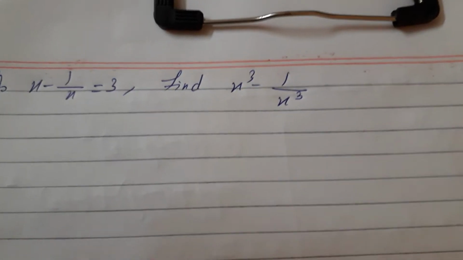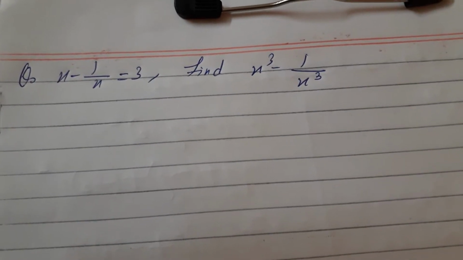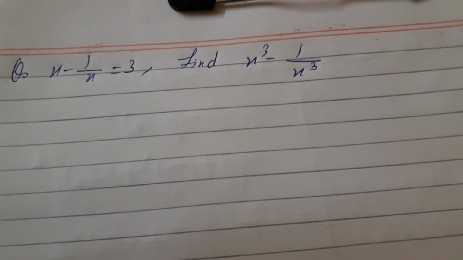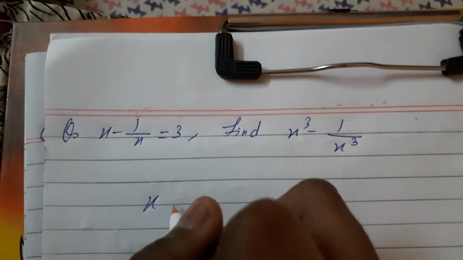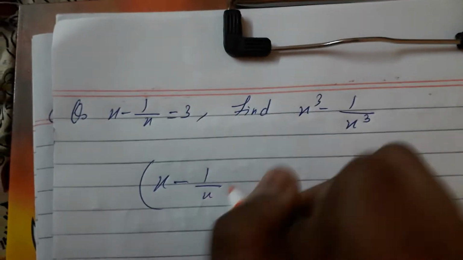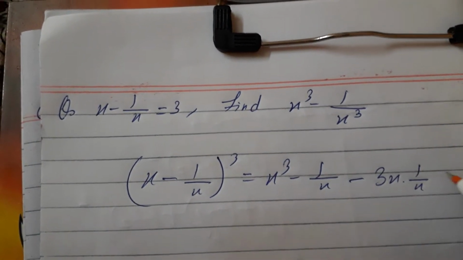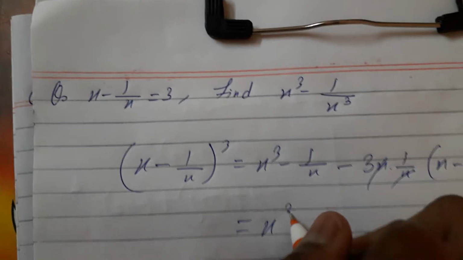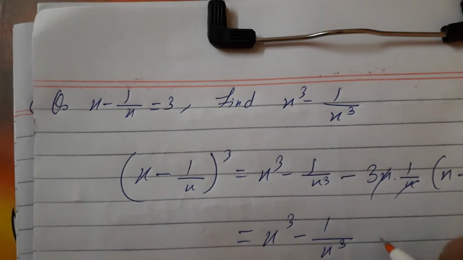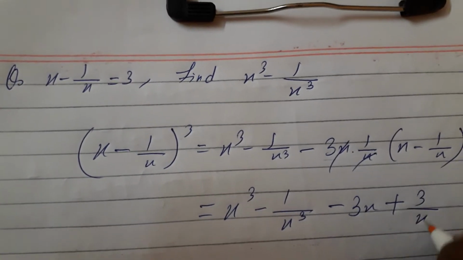Now see, here is your question. You have already x minus 1 by x is equals to 3, but you have to find x cube minus 1 by x cube. Now write. First you have to put it in a minus b whole cube formula. Now see, a minus b whole cube will be a cube minus b cube minus 3ab into a minus b. This will be cancelled out, and this will be your a cube minus b cube minus 3 into x minus 1 by x.